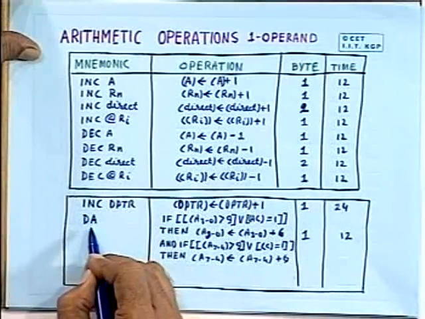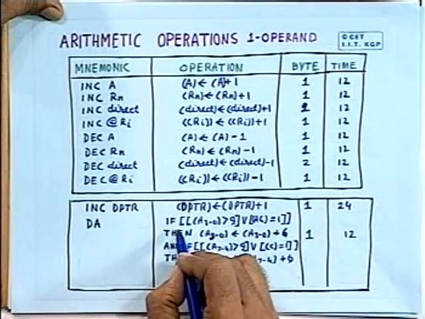Suppose you have 2 BCD data in packed form, one in the accumulator and another in another register, and you perform addition. After the addition, obviously the result will not be in BCD packed form. In such a case, if you execute the DA instruction, the result will be converted into BCD packed form, and the operation is illustrated here.